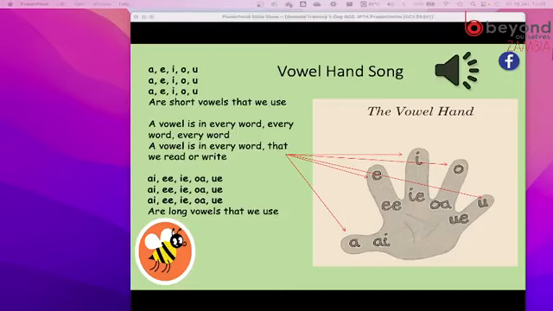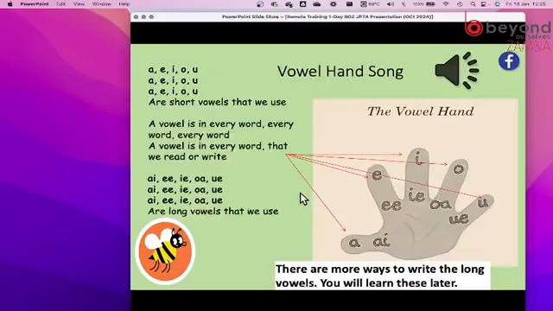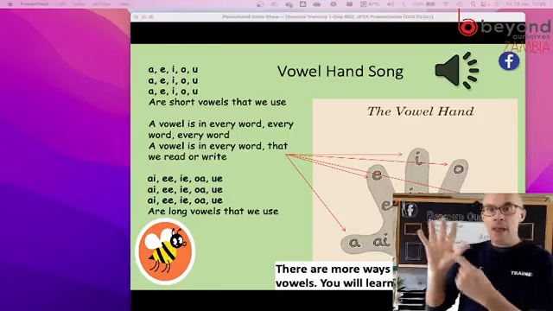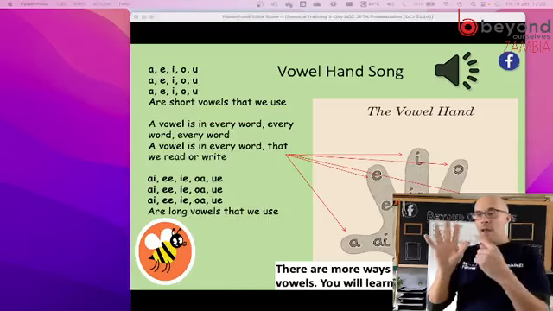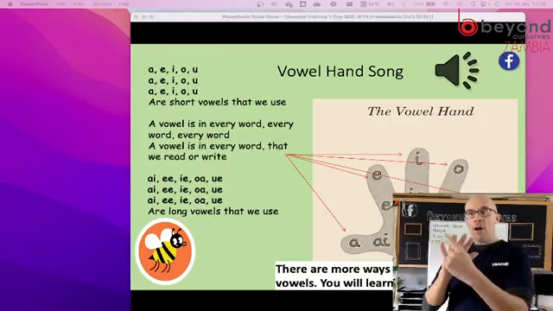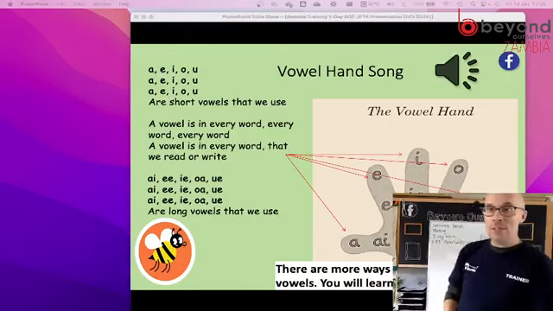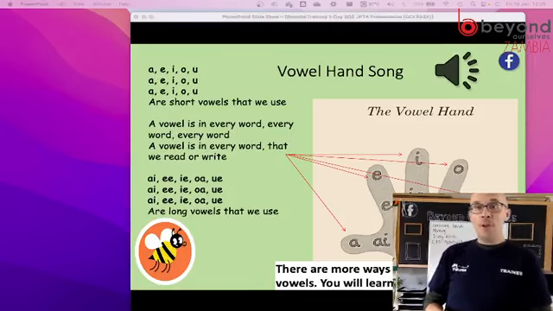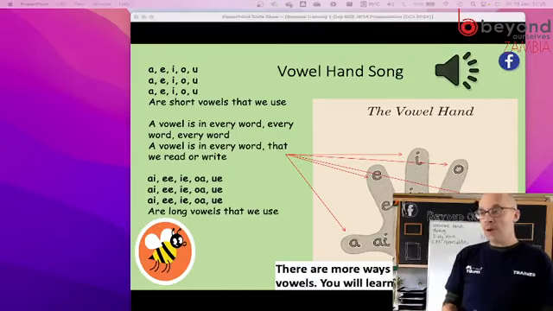The song goes like this. A, e, o, a, e, o, a, e, o, a, short vowels that we use. A vowel is in every word, every word, every word. A vowel is in every word that we read or write.